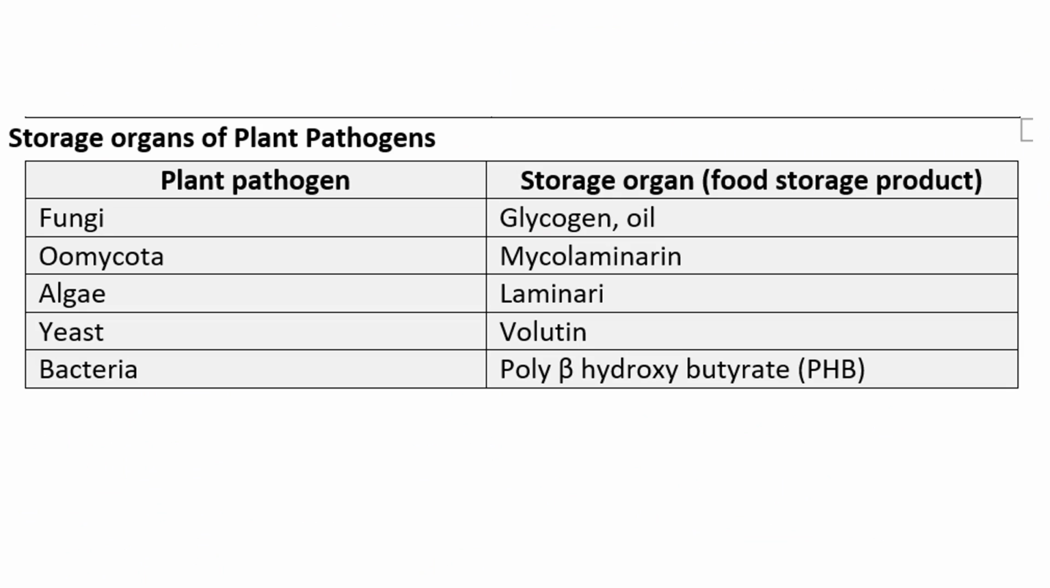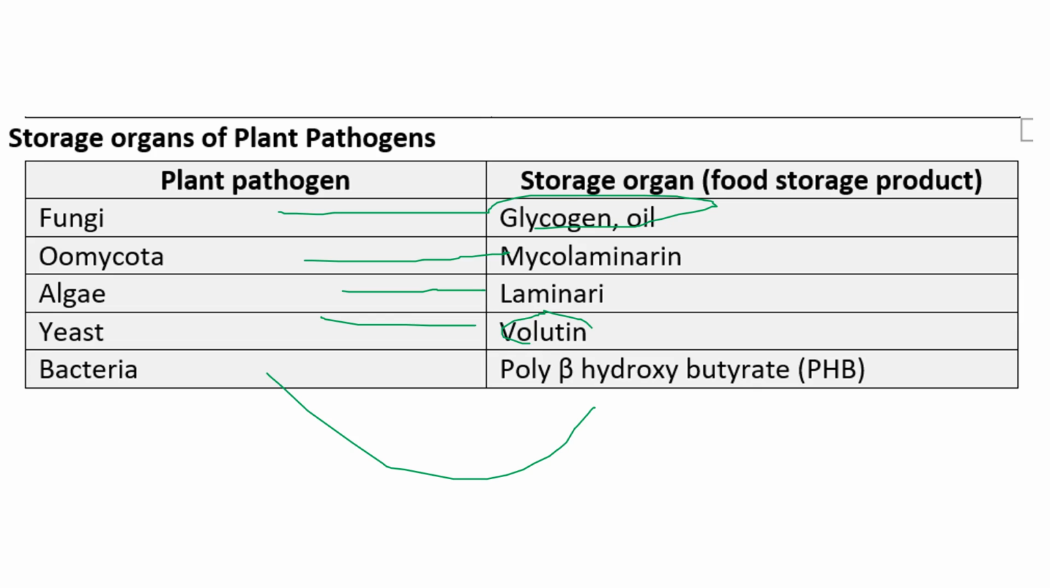Now, as we discussed in question number 98, the food storage organs of other plant pathogens are also mentioned here. Fungi generally store food as glycogen or oil. Oomycota, mycolaminarin; algae, laminarin; yeast, volutin. That is the question, so the yeast food storage is volutin. But bacteria is also very important. In 2023 also this question was asked: what is the food storage material of bacteria? Poly beta hydroxybutyrate. Sometimes they mention only beta hydroxybutyrate, that is also right. Poly beta hydroxybutyrate is the food storage material of bacteria.